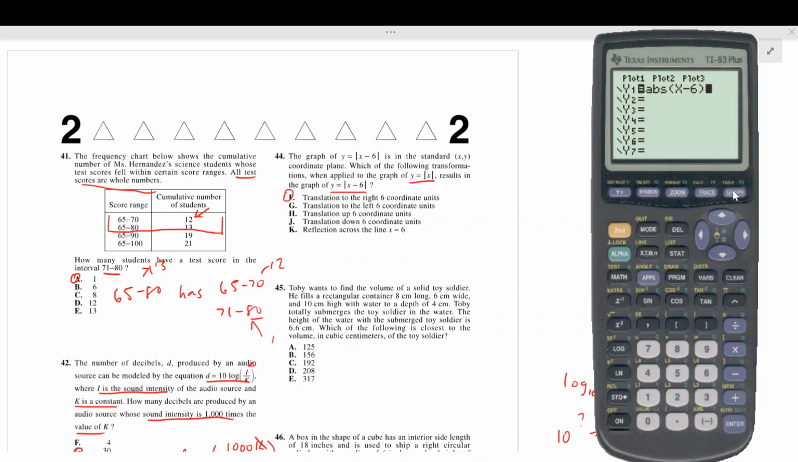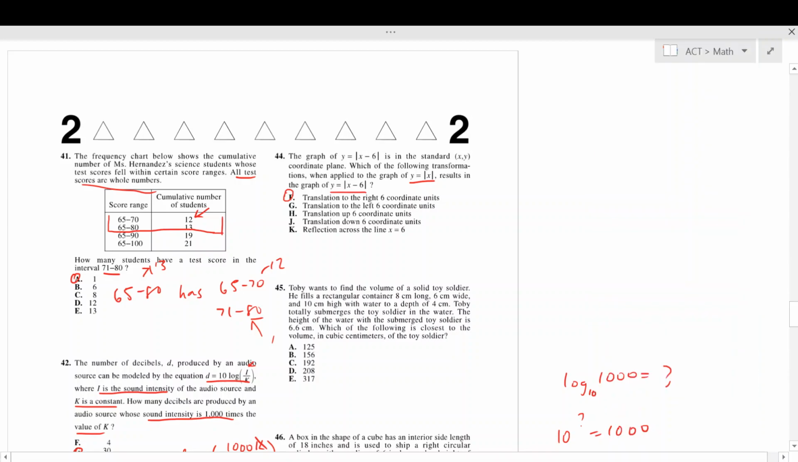Then you can graph it. So you see here that regular absolute value of x has a center, not center, but a vertex, the little point. It's at 0, 0, right? Because absolute value of 0 is 0, so 0, 0 is a point on absolute value of x. And you can see here that if we do absolute value of x minus 6, it moved to the right 6 units, so it must be F.